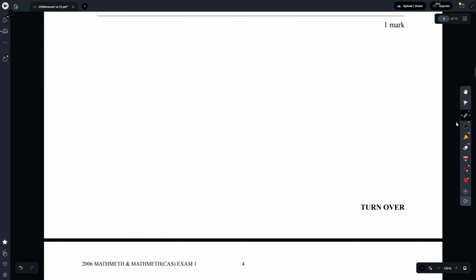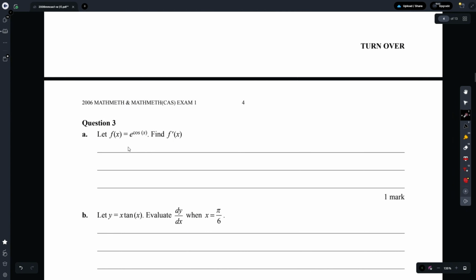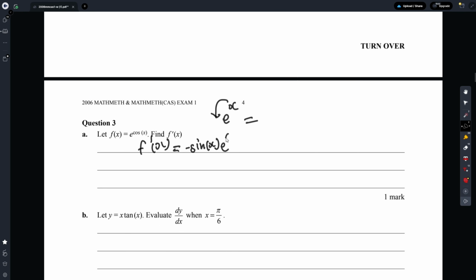Okay, next question, nice and simple. Find the diff of f of x. It's a very simple question. For this question, the diff of an exponential is just the same as the original: you diff the top, you bring it down here, and the exponential with this top stays the same. So the diff of cos is negative sine x, and the e to the top stays the same.